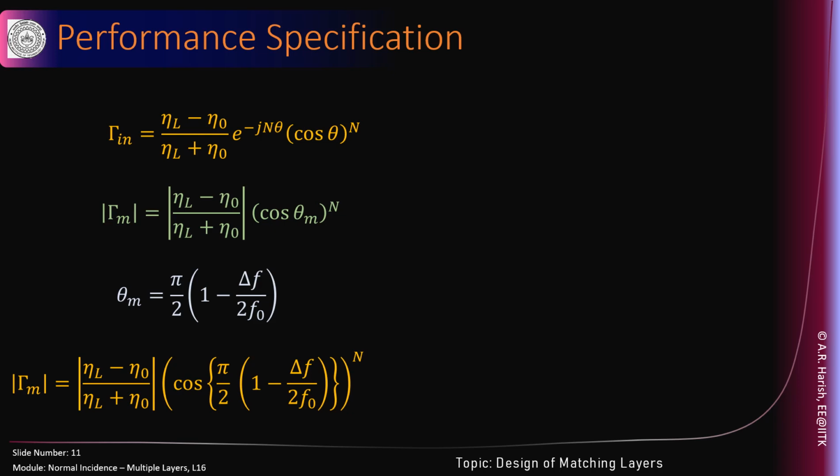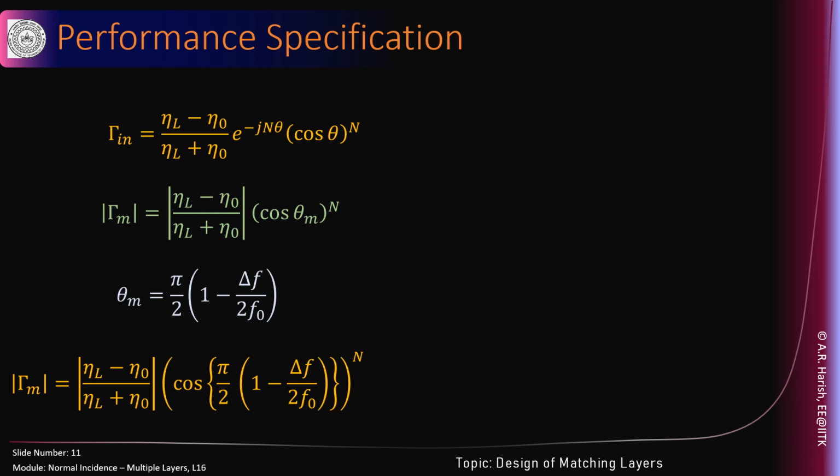Given the value of eta L, eta naught, and the number of layers capital N, what bandwidth you can achieve for a given value of gamma m, or what gamma m you can achieve for a given value of bandwidth, is fixed. So we don't have control over two independent variables here. If you specify gamma m, delta f by f naught is fixed. If you specify delta f by f naught, the maximum value of gamma m is fixed. This will be our design constraint.